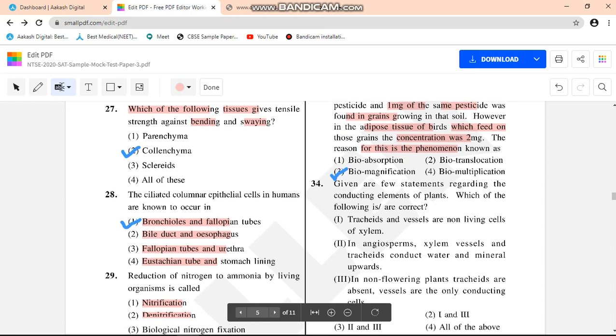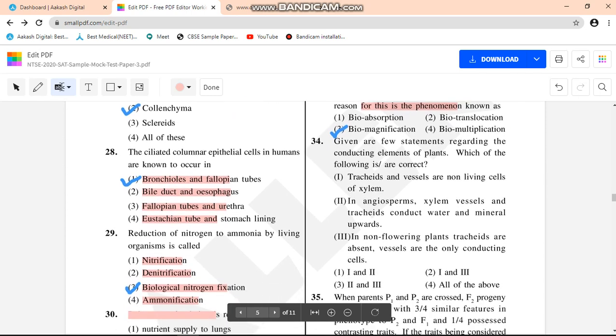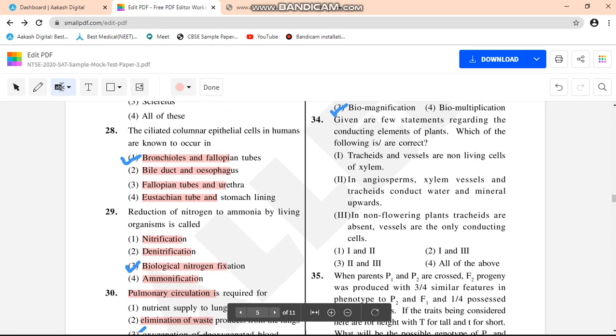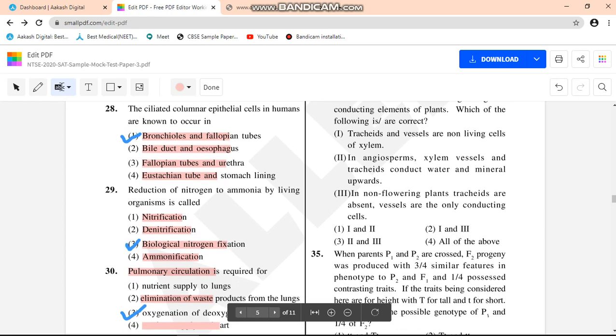Friends, our next question, number 34, is: given a few statements regarding the conducting elements of plants, which of the following is correct? First statement, tracheids and vessels are non-living xylem. It is absolutely true, they are non-living cells of xylem. Second, in angiosperms, xylem vessels and tracheids conduct water and mineral salts. Yes, this is true because xylem vessels are unidirectional, and water moves from roots to upper parts of plants, so the motion is in an upward direction.